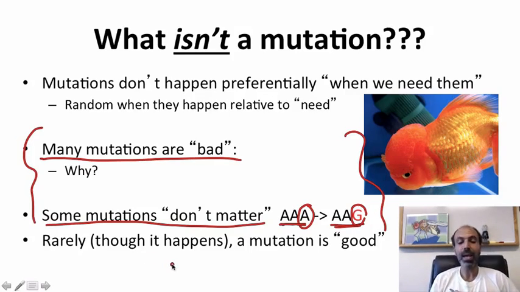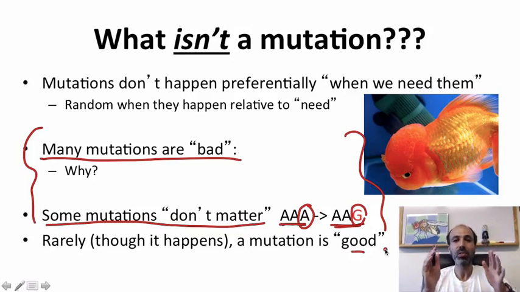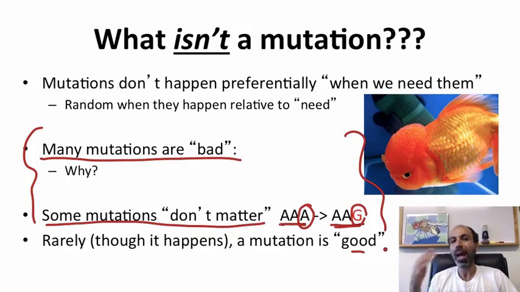Now rarely, but it does happen, a mutation may be good, advantageous. Now again, it doesn't arise when you need it, but it may just happen to be good. And it may not necessarily even be good at the time when it first arises, but it might end up being something that is useful in a subsequent generation.